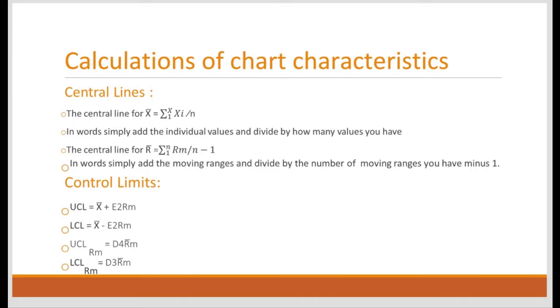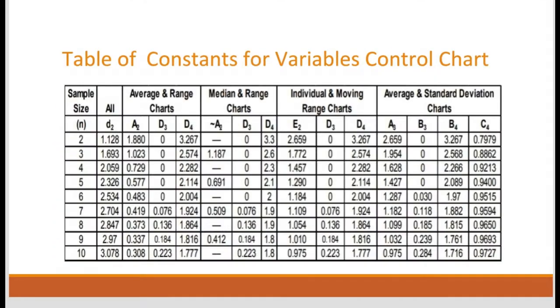LCL for X bar chart is equal to X bar minus E2 into R bar M. UCL for range chart is equal to D4 into R bar M. And the LCL for the range chart is equal to D3 into R bar M. E2, D4 and D3 are the constants. We will see how to take the value of these.